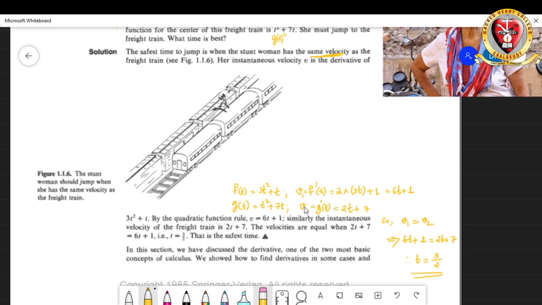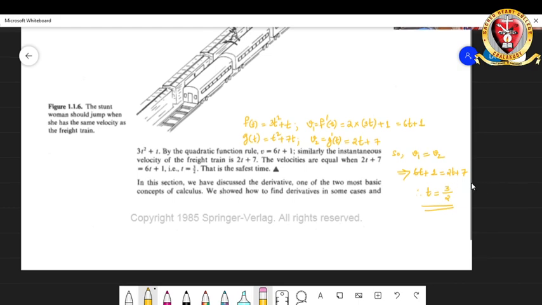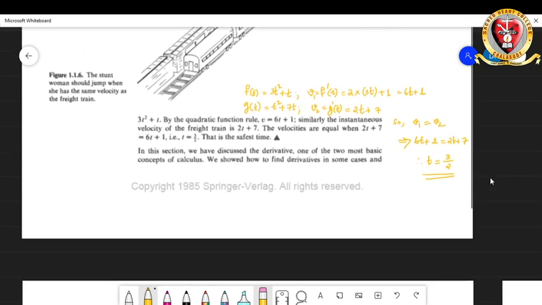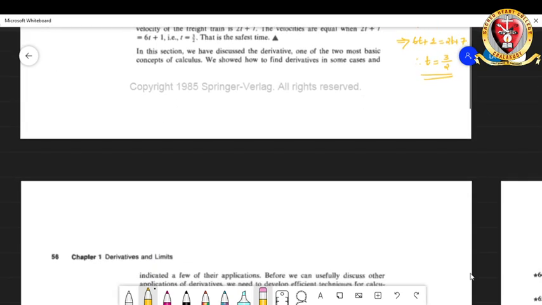We have to make v1 and v2 equal. That means 6t plus 1 is equal to 2t plus 7. Therefore, rearranging the terms, this 2t comes here, so you have 4t equal to 6. Then t is equal to 6 by 4, which is 3 by 2. So 3 by 2 units of time is the safest time when this stunt woman can jump from the passenger train to the goods train. That is how we reviewed this chapter.